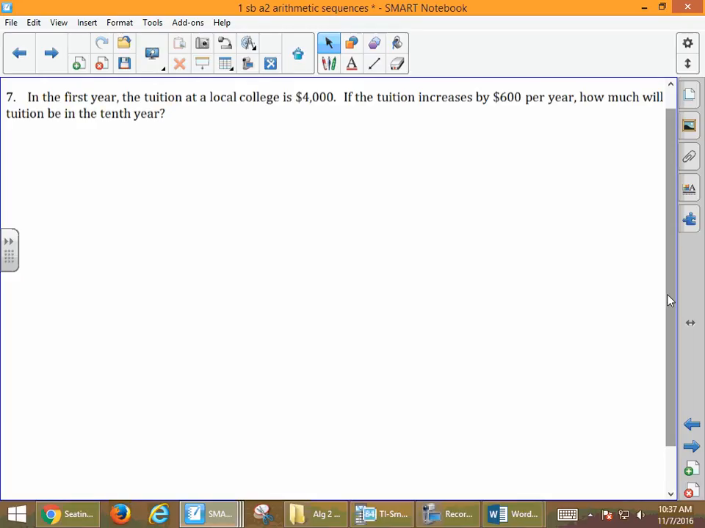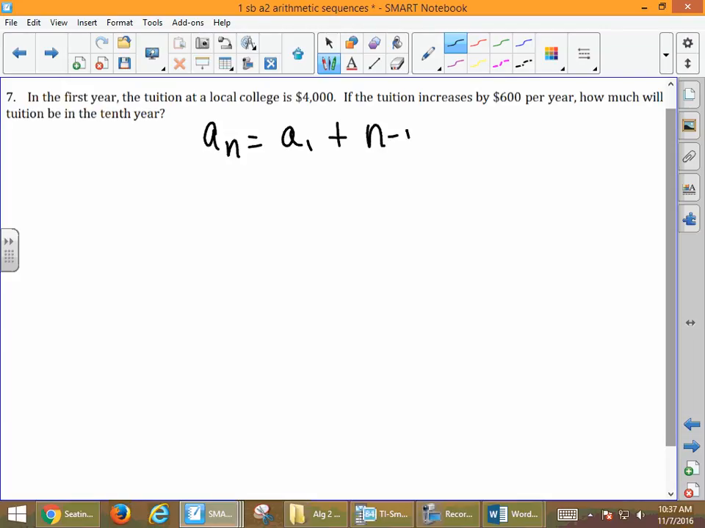In the first year, the tuition at a local college is $4,000. If the tuition increases by $600 per year, how much will tuition be in the 10th year? So once again, a sub n equals a sub 1 plus n minus 1 times d. What's the 4,000? The $4,000 in this problem. Probably, it's a sub 1. It's 4,000.